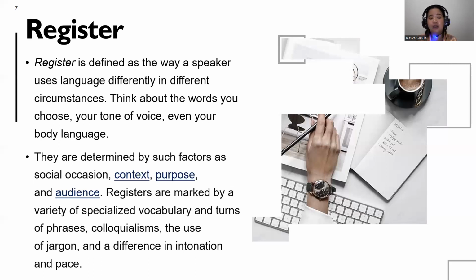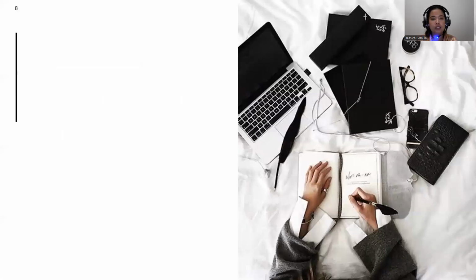These are determined by such factors as the social location, the context, the purpose, and of course the audience. So again, registers are marked by a variety of specialized vocabulary and phrases, colloquialism, the use of jargon, and the difference in intonation and pace. So let's move on. Jargon.